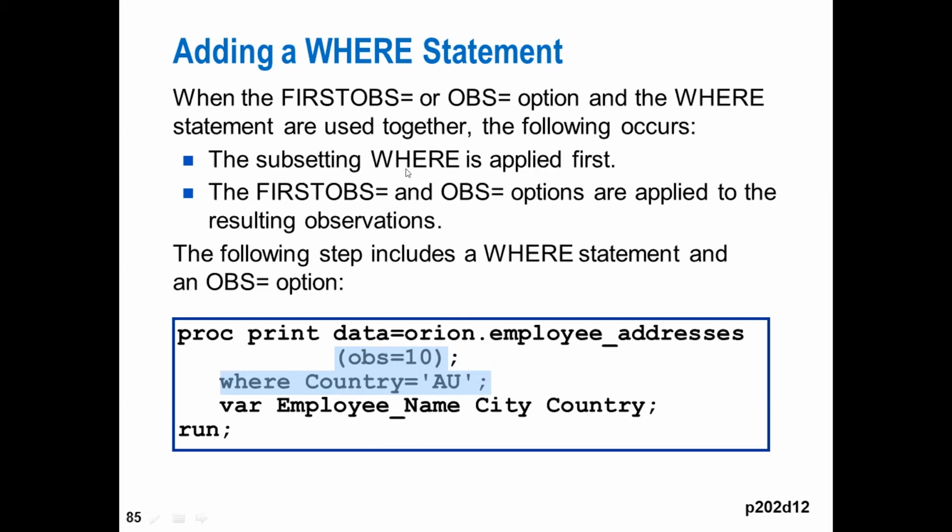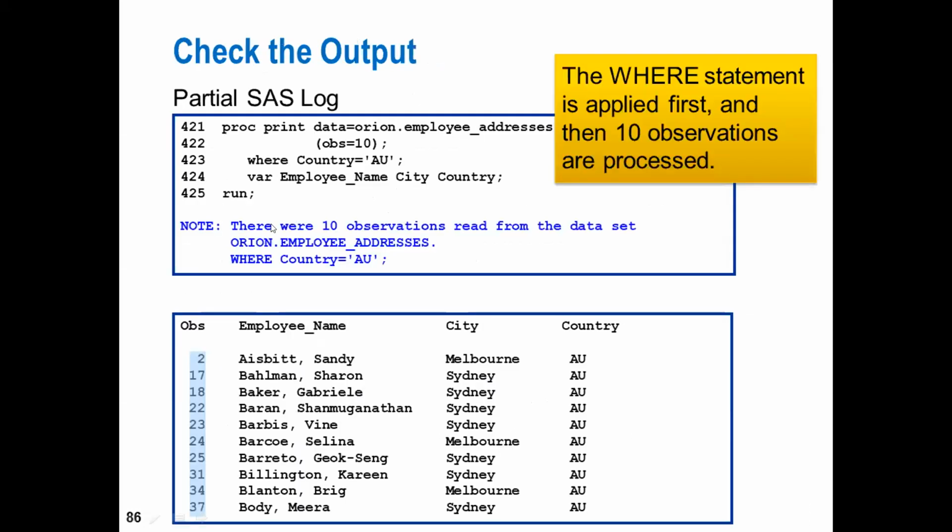So first it will subset where it is applied, then it will work on OBS equal to, or FIRSTOBS equal to. So this is what it's telling you. The WHERE statement is applied first, and then 10 observations are processed.